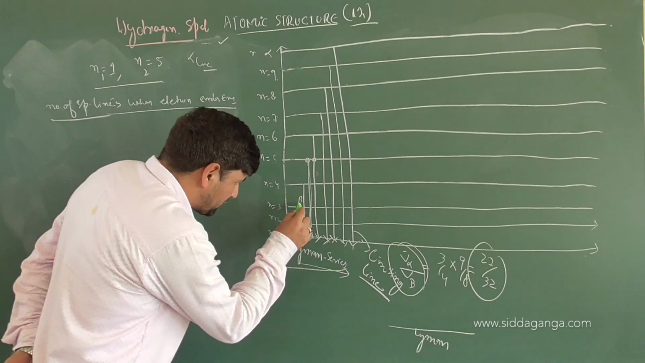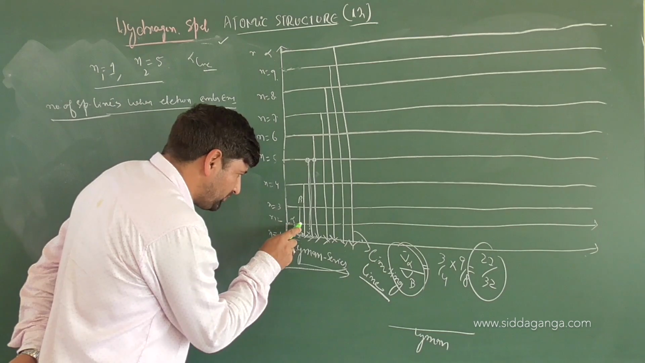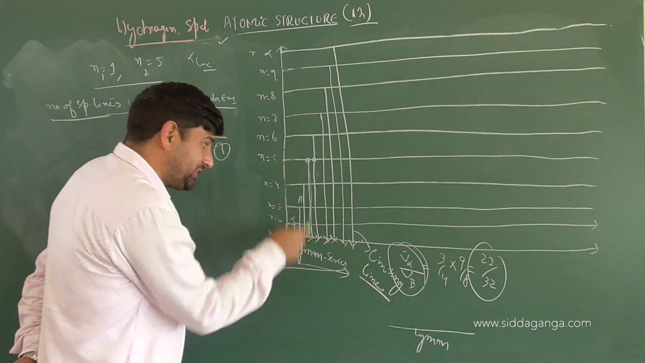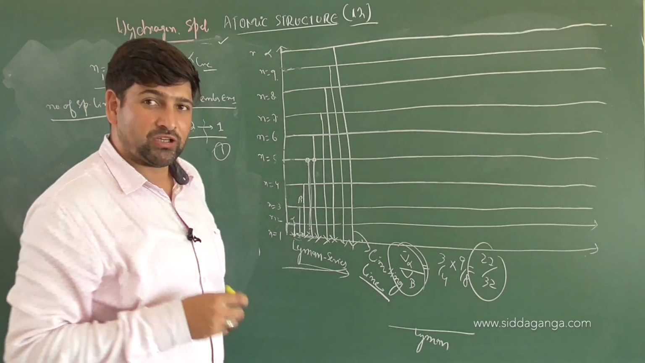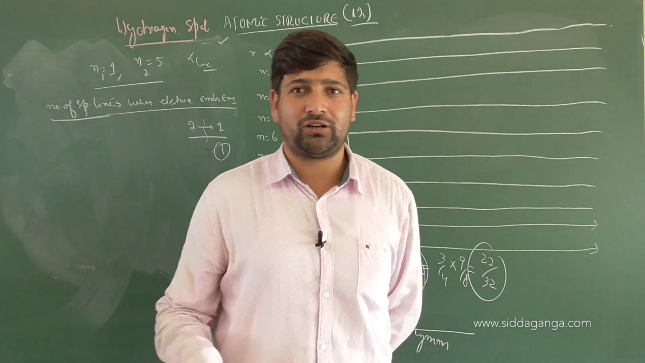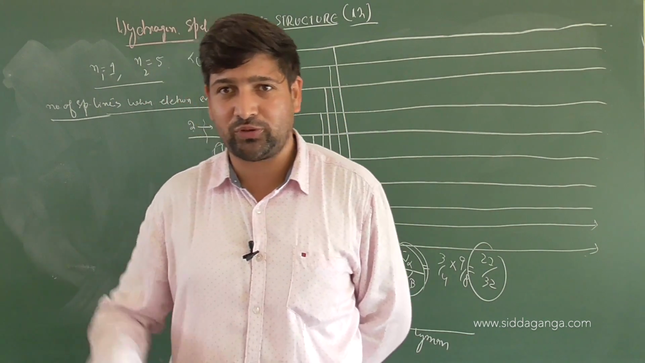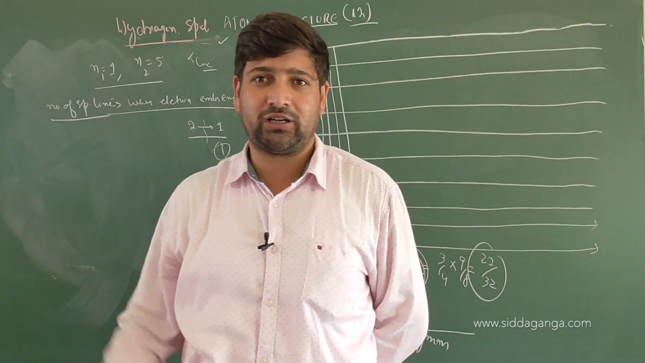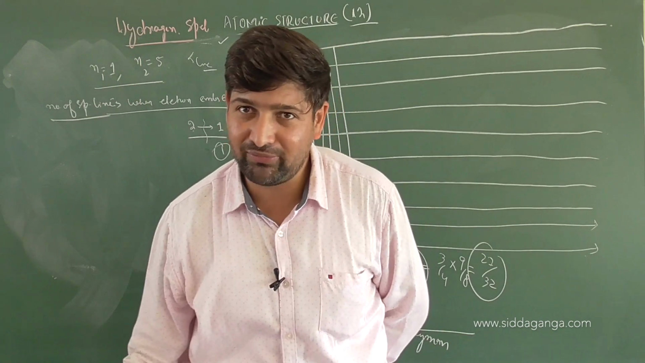When it is coming from 3 to 1, there are two possibilities. It can come from 3 to 1 directly, or it can come from 3 to 2, 2 to 1. So this may be further composed of many other jumps itself. It's like jumping from the top floor directly to the ground, or jumping from the top floor to the third floor, then to the second floor, then to the first floor. If you are jumping directly to the ground, this is one jump. That means one emission. Only one type of photon will be emitted.